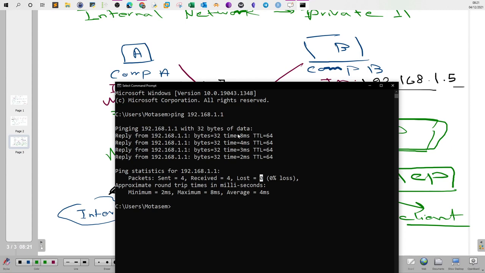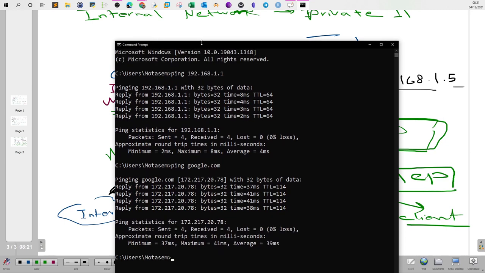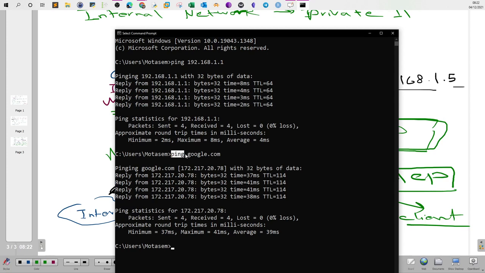Now, how can I know if I can reach the internet? Yeah, you can just browse the internet using the browser, right? But with ping, you can just type ping google.com. Now, if you receive replies from Google, it means you can reach Google and that Google is also alive. So this demonstrates that I can access the internet and that google.com is actually alive.